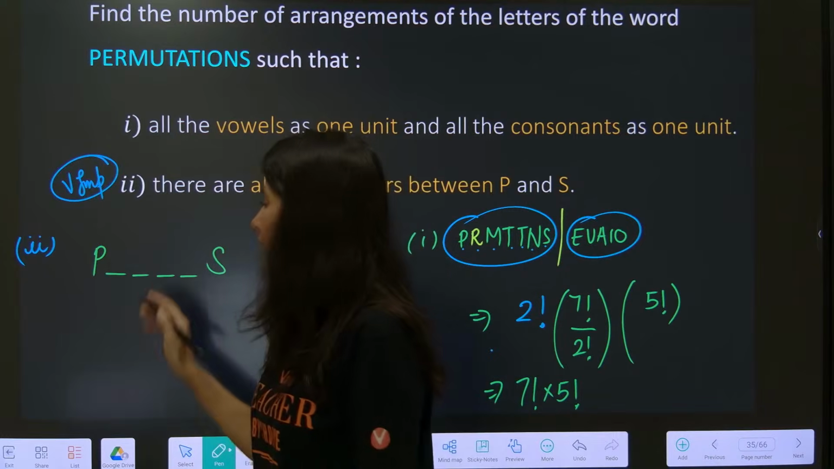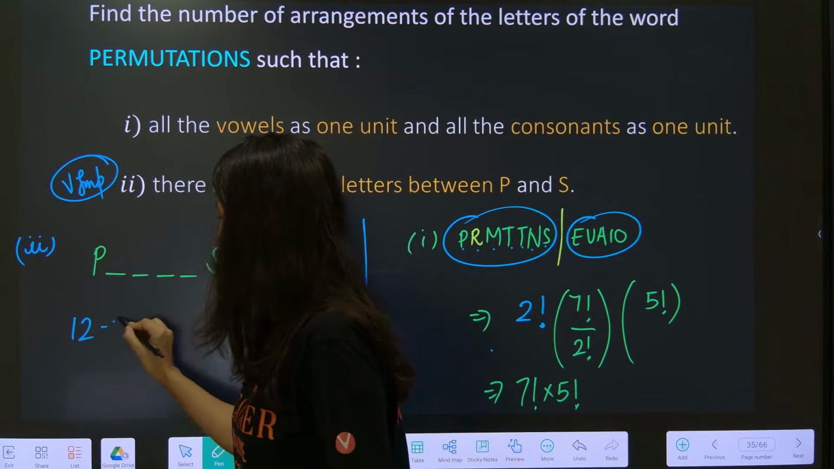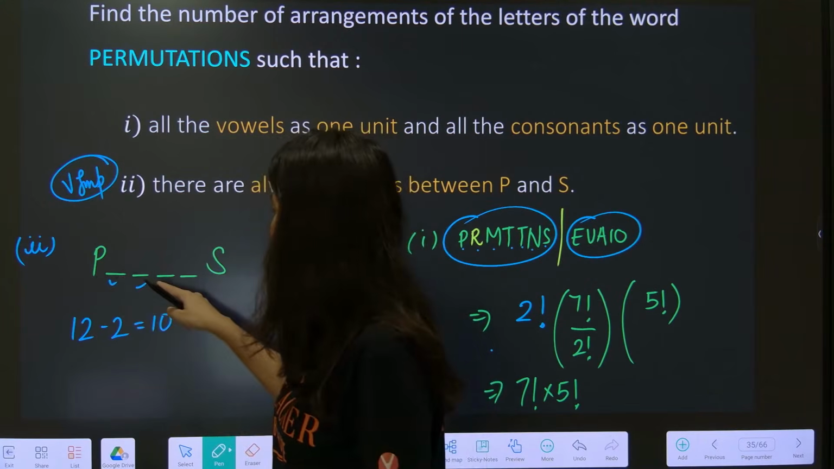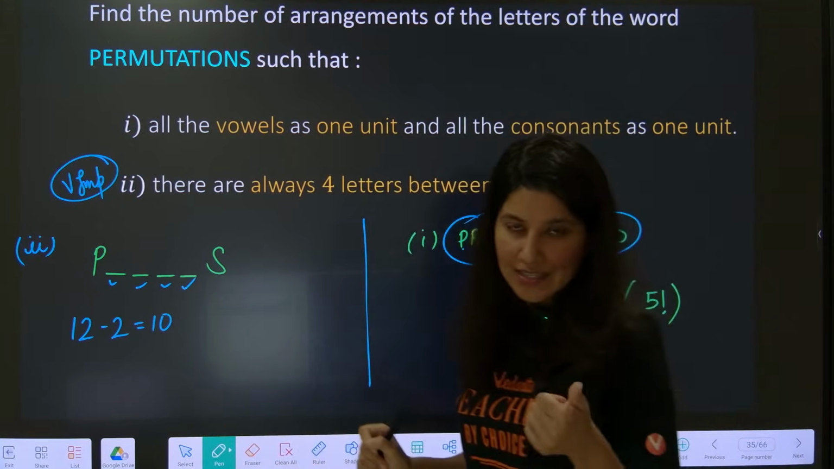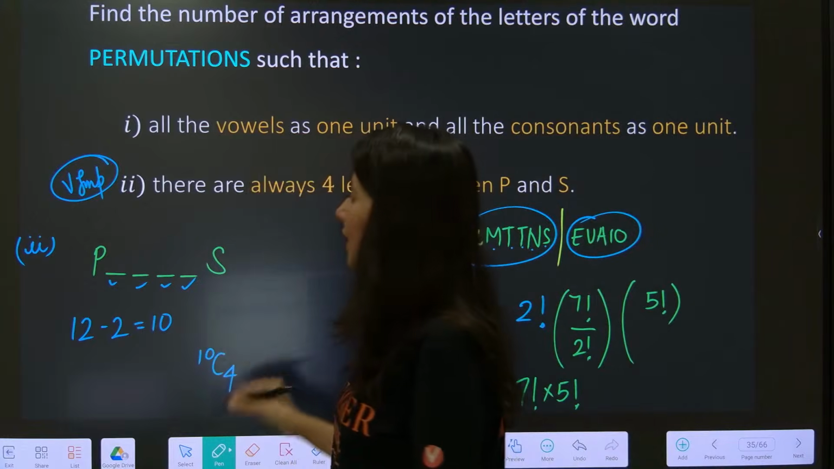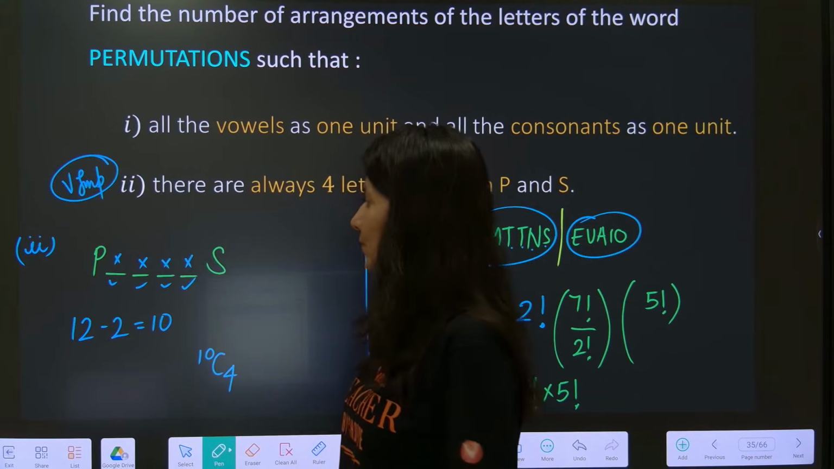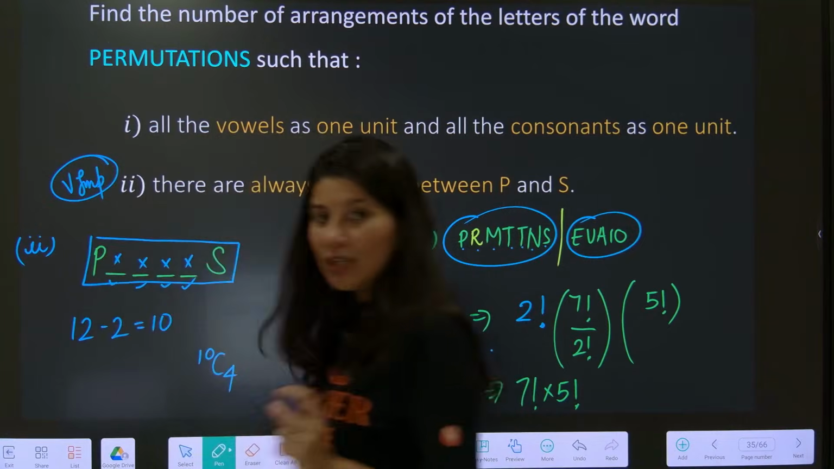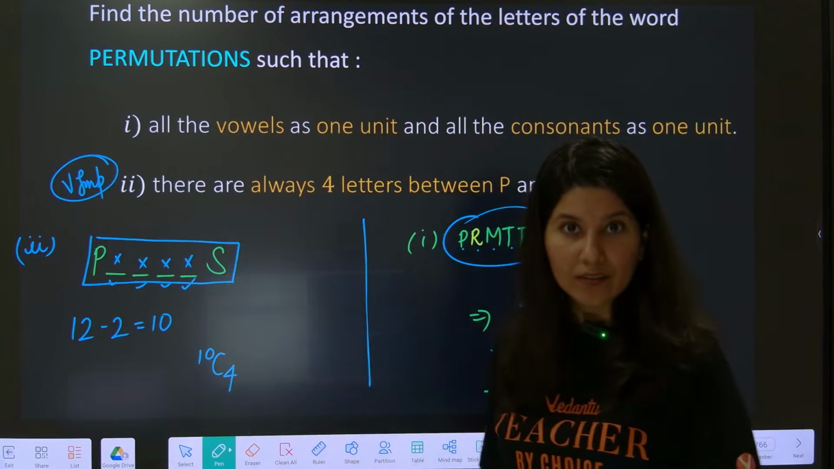Now 12 minus P and S, so there are 10. 12 minus 2 is equal to 10. Out of these 10, I want 4 letters to be sitting in between P and S. Agree? So it will be 10C4. I am selecting 4 letters and making them sit here, so that I have a unit of 6 letters. This is a 6-letter thing.